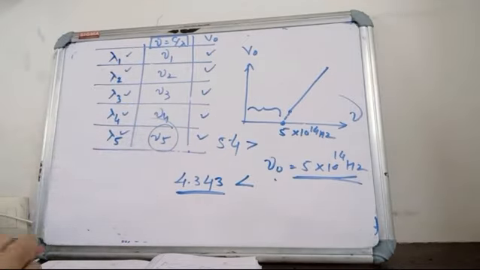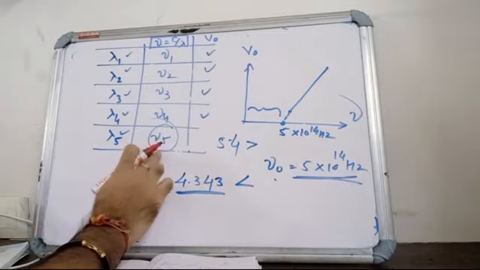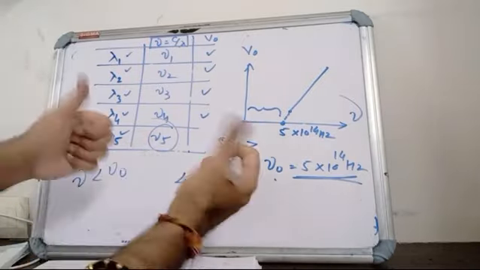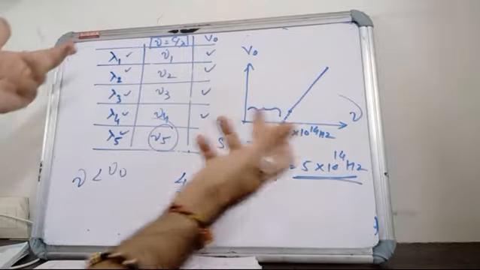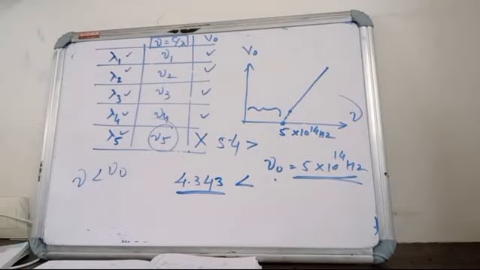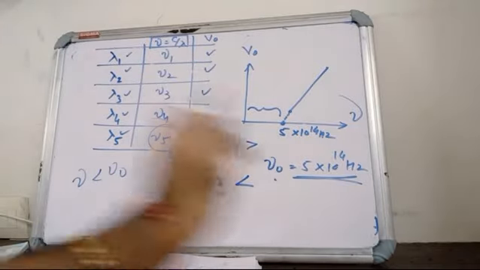Therefore we have obtained stopping potential. But here this is less than threshold frequency. For nu less than nu 0, no photoelectric emission takes place, and so there is no question of stopping potential. Therefore it is 0. Clear? Very good.